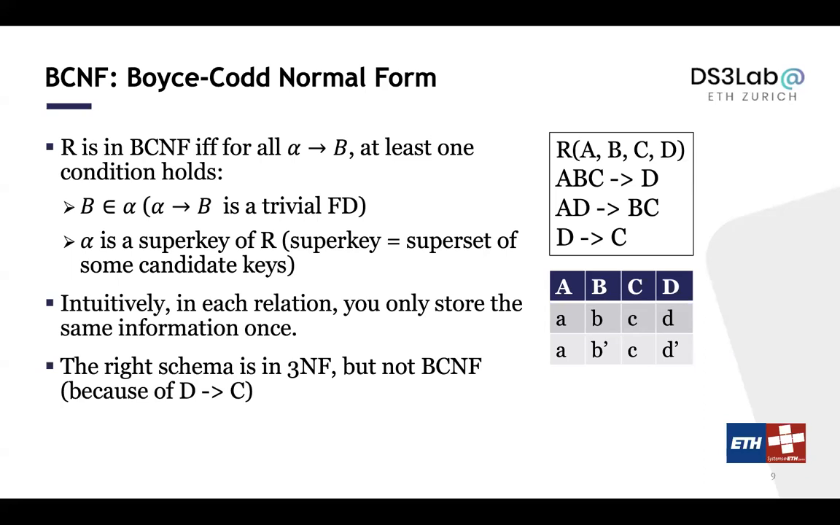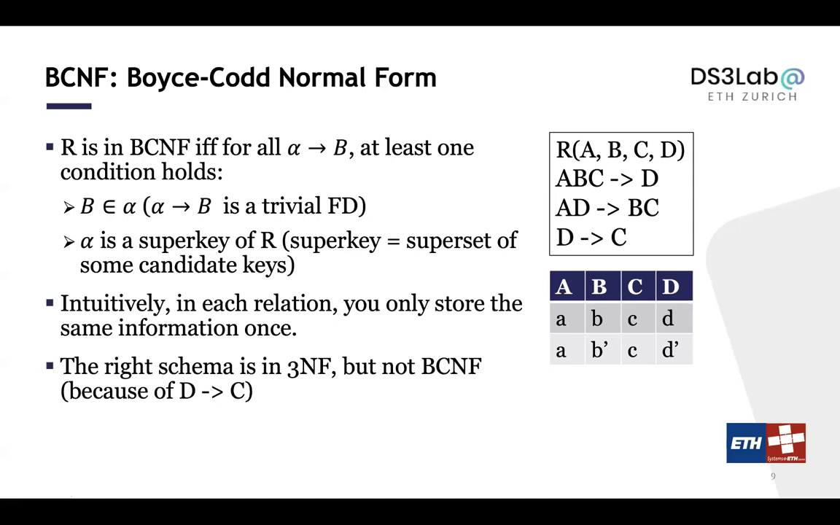So we say a relational design R is in BCNF if and only if for all functional dependencies from alpha to B, at least one of the two conditions hold. Essentially, we get rid of one condition in third normal form. Either this functional dependency is trivial, or the left-hand side is a super key of R, okay? So if you think about these two conditions, it basically doesn't really allow any non-trivial functional dependencies in that relation. So intuitively, that actually forces you to only store the same information once in each relation.